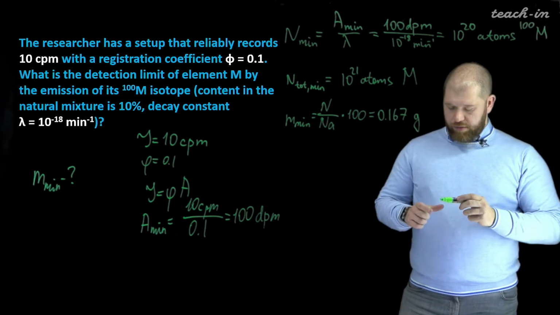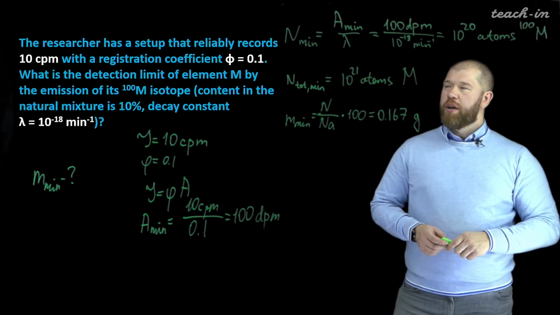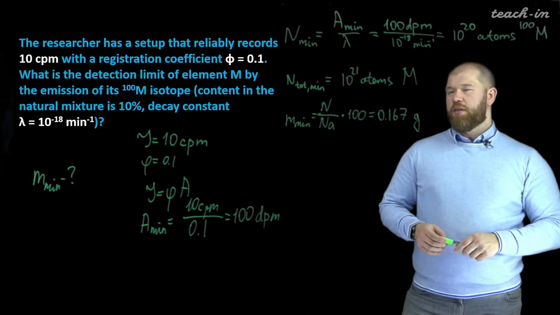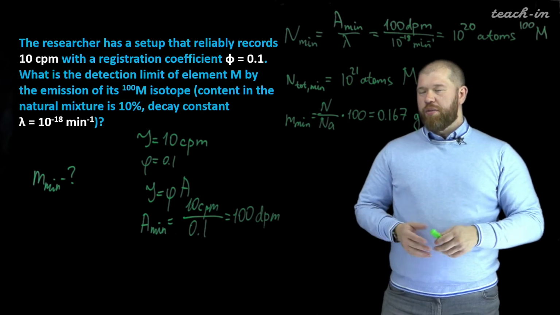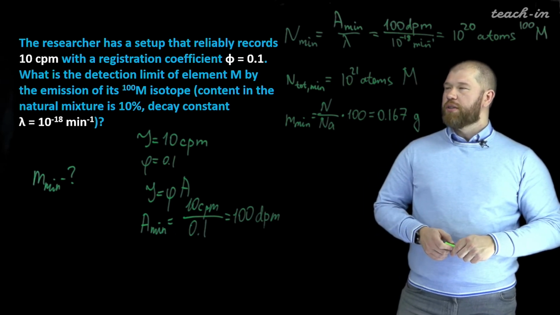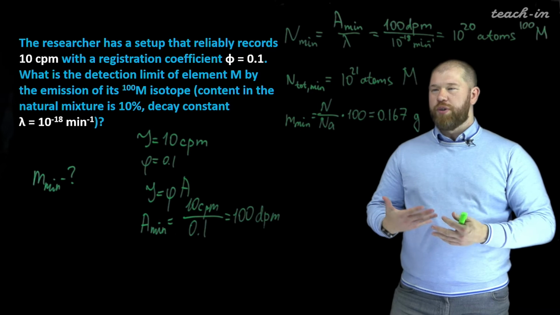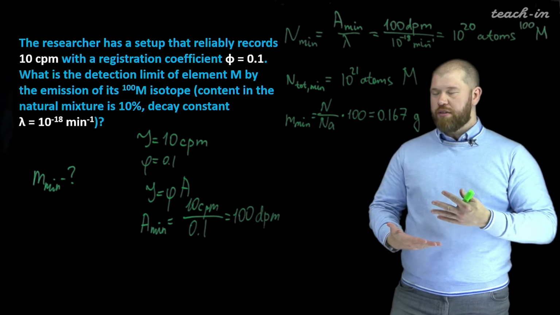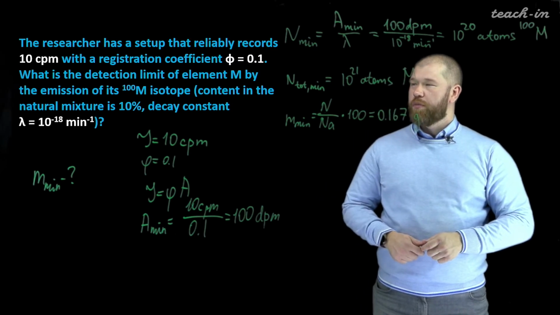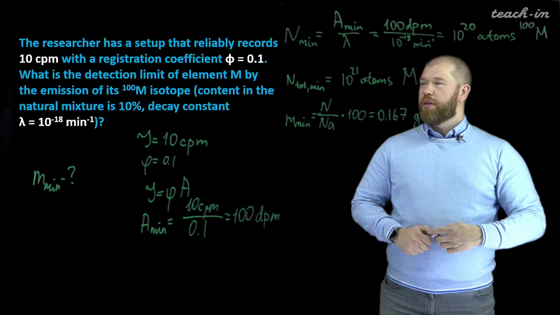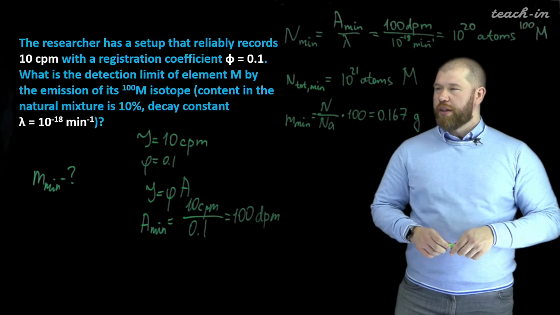So that means that even with such a not very high efficient detection system, we can easily measure milligrams or hundreds of milligrams of this material just by the detection of the radiation that comes from the naturally occurring radionuclide. Okay, we now finish with this task, and we will go to the next one.